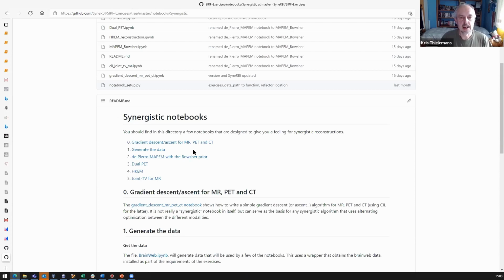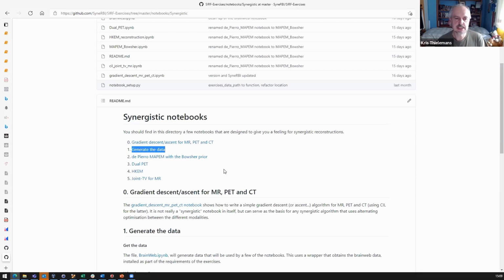Then there are some notebooks here to generate example data used in the other SIRF notebooks. The example data is based on the BrainWeb. Again, it generates some PET and MR data. And it's largely a copy of the BrainWeb tools that you have seen before. It's probably a little bit less clean because it's a bit older, but it's more or less the same.